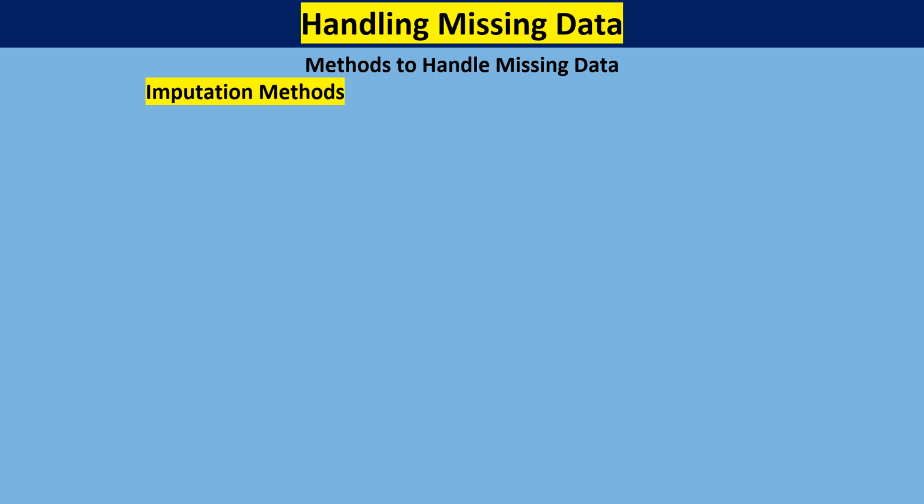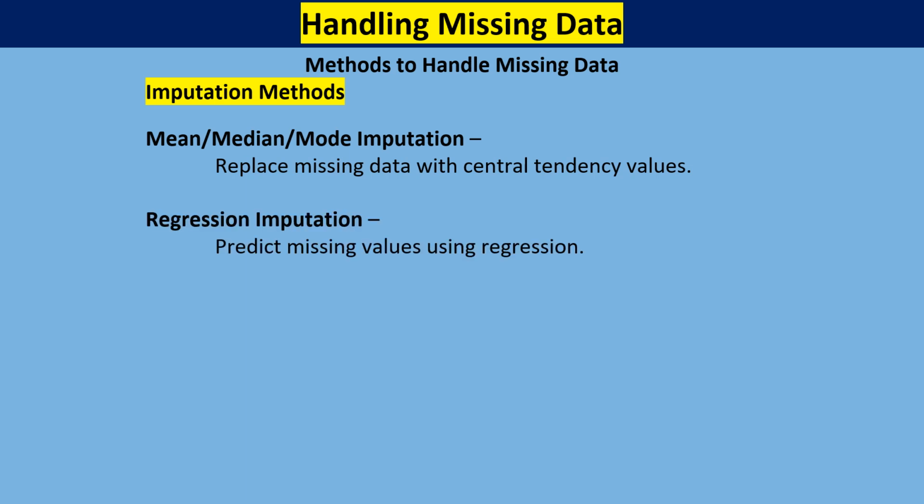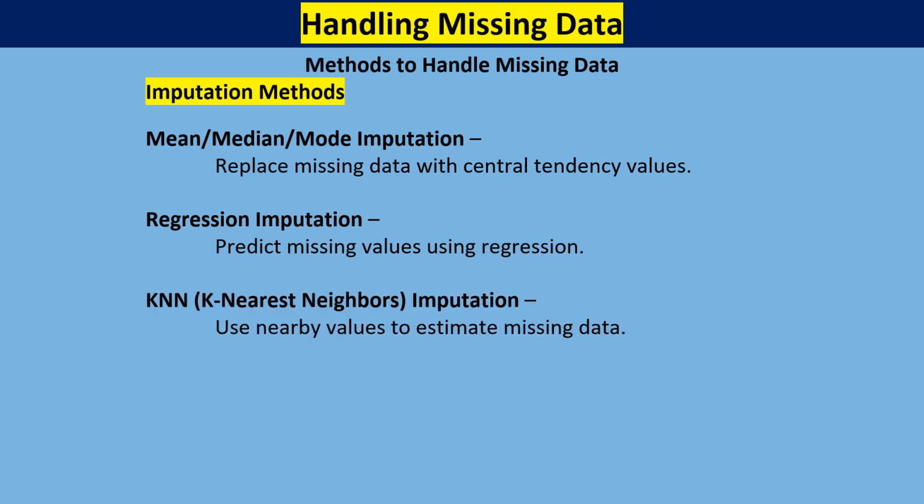Imputation methods help preserve dataset size but should be used carefully to avoid distorting distributions. Mean, median, mode imputation replace missing data with central tendency values. Regression imputation predicts missing values using regression. And KNN, nearest neighbors, uses nearby values to estimate missing data. Regression and KNN offer more sophisticated solutions but require more computation.